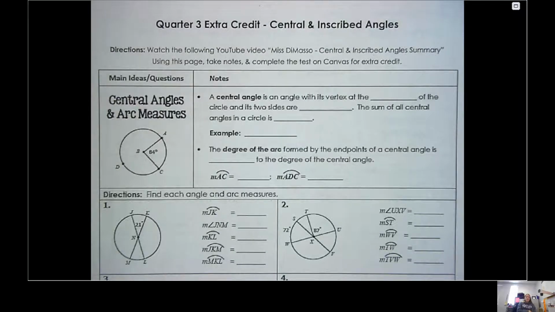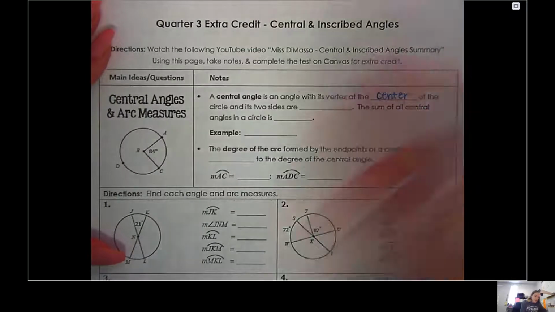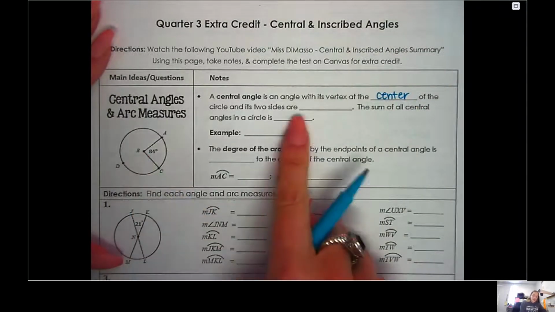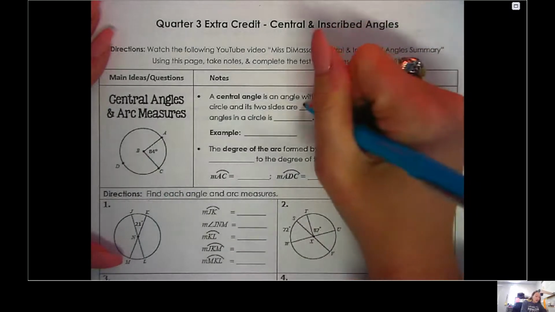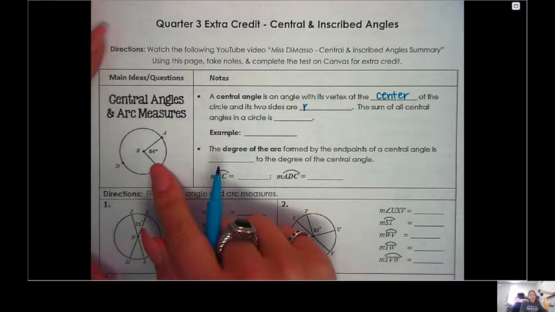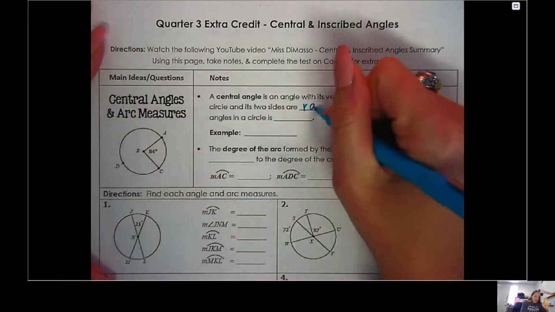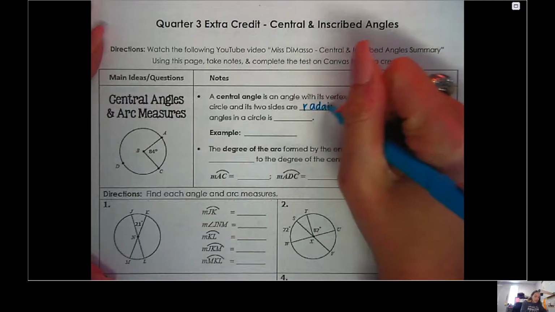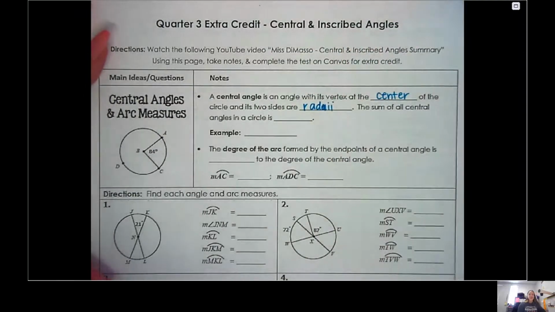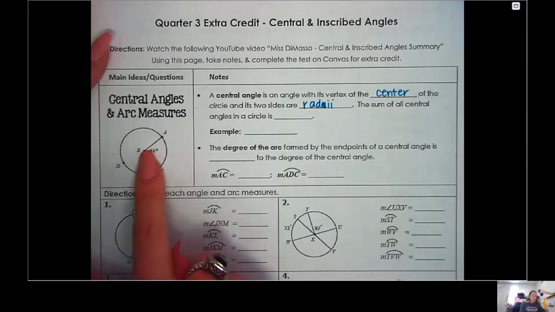My notes here say a central angle is an angle with its vertex at the center of the circle. So it's right at the center here. And the two sides are both radii. We don't say radiuses, we say radii. That's just the plural, so there's more than one. R-A-D-I-I. Radii means more than one radius. And remember, a radius is from the edge of the circle to the center, right?